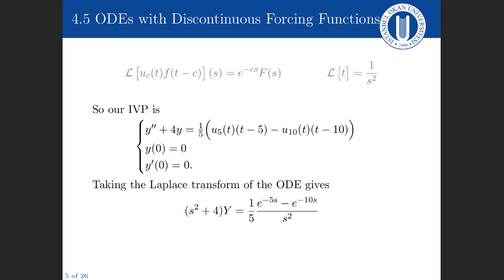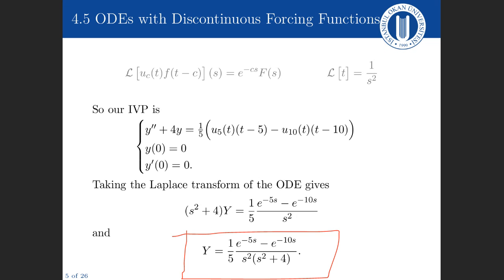So take the Laplace transform of this differential equation using the formula at the top. You can check that (s squared plus 4) capital Y is equal to 1 over 5 (e to the power minus 5s minus e to the power minus 10s) divided by s squared. Dividing by s squared plus 4, we get a formula for capital Y. If we can find the inverse Laplace transform of capital Y, then we've solved our initial value problem.